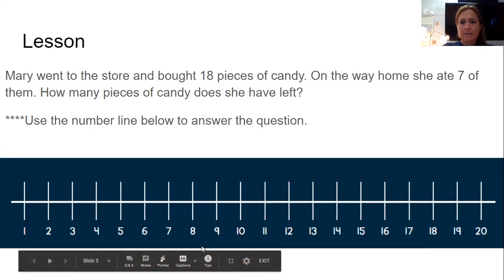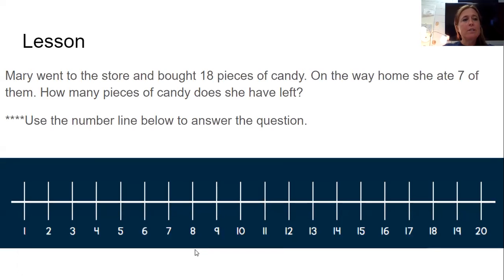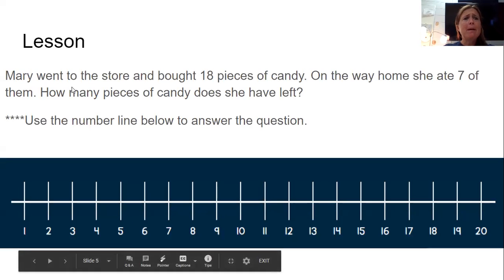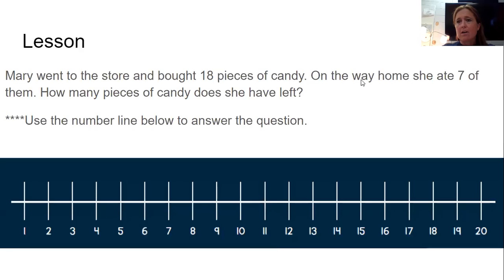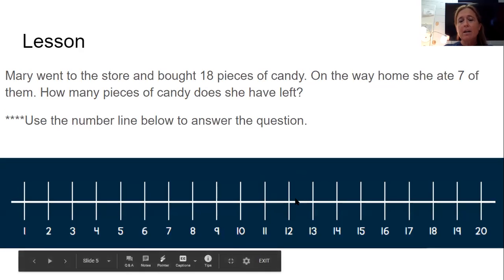All right. Our question for today says, Mary went to the store and bought 18 pieces of candy. On the way home, she ate 7 of them. How many pieces of candy does she have left? We are going to use this number line to figure out the answer to that question.